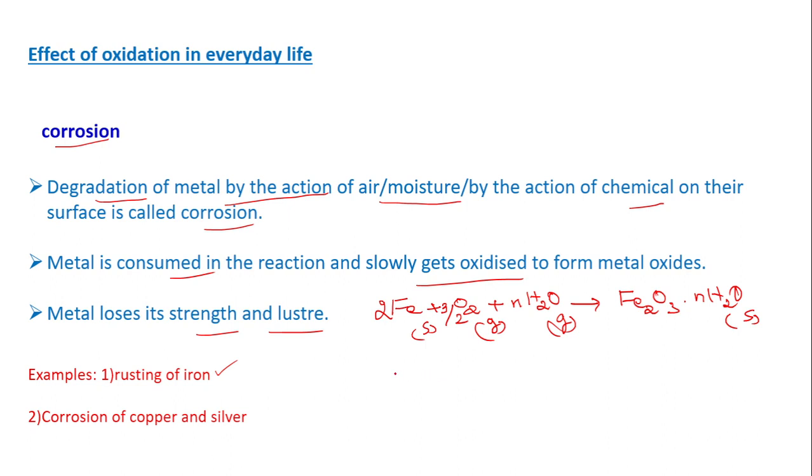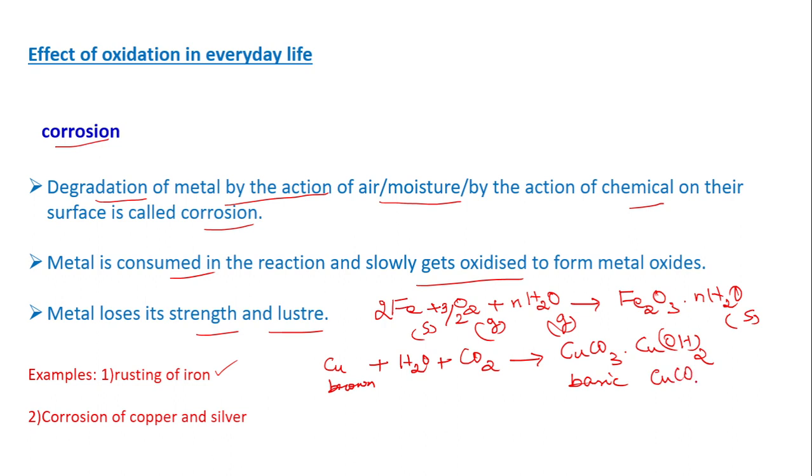Now next is corrosion of copper and silver. Now what happens to copper metal? Copper metal is brown in color. It reacts with water and carbon dioxide present in the air to form basic form of copper carbonate, copper hydroxide. This is basic copper carbonate. Now it is green in color.